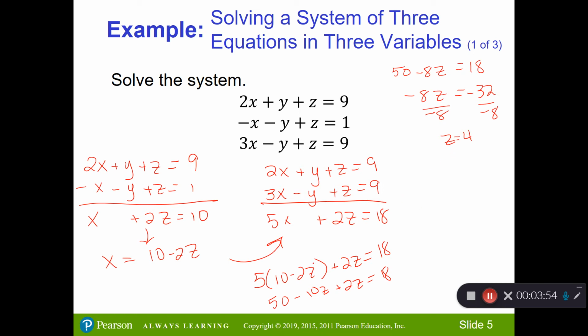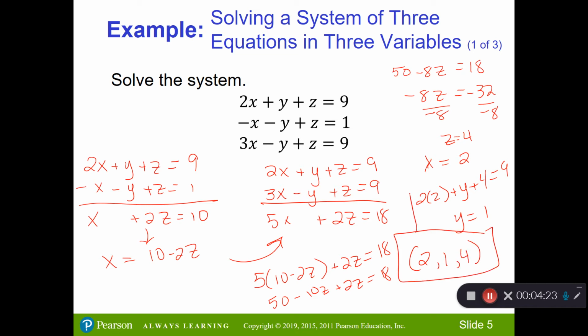Once I know z is equal to 4, plug in here to get my x. X would then be 10 minus 8, so 2. Now plug into any equation here to get the y. I'll plug into the top. 2 times 2 plus y plus the z, which is 4, equals 9. 4 plus 4 is 8, so the y is 1. So the ordered triple where x is 2, y is 1, and z is 4 solves all three equations. If I plug it in to each one and check to make sure it works, I should end up with true equations for each one.